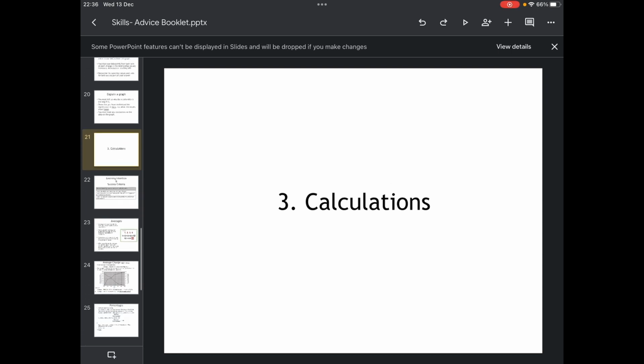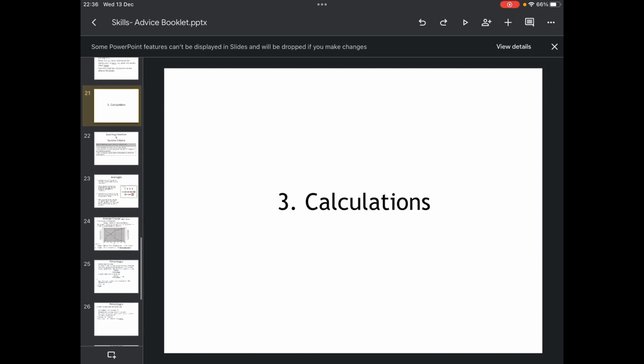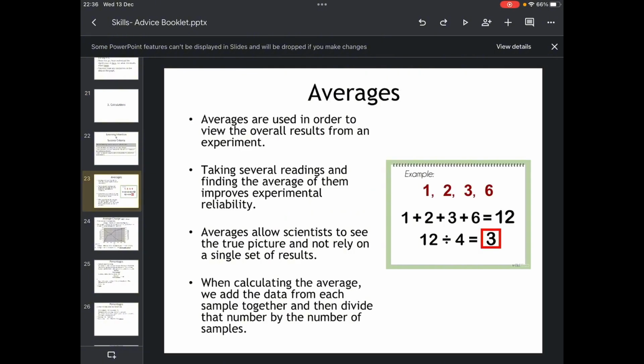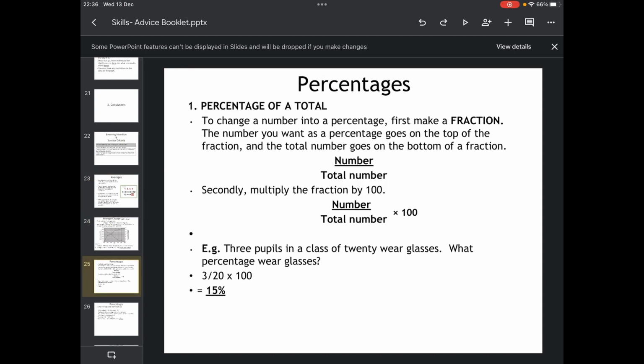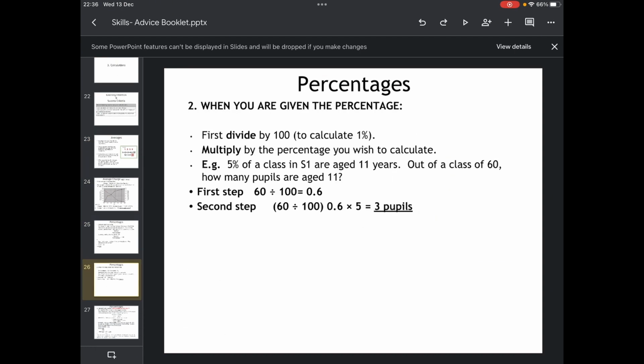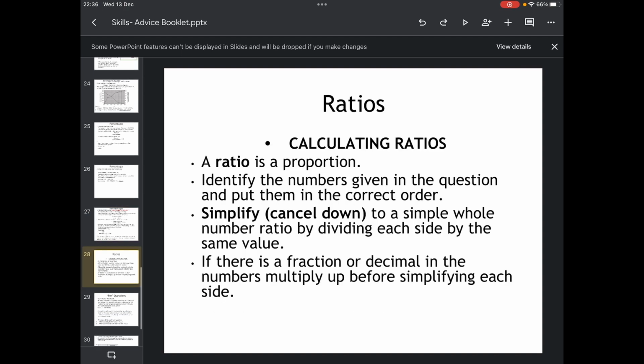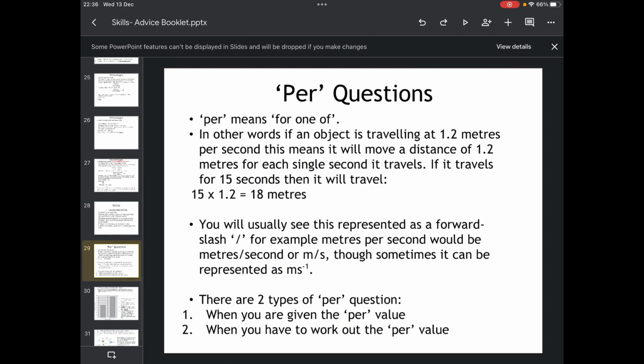For calculations, we've got a number of different ones that we cover here. Of course, we can't cover all the skills questions, and there'll be some calculations that just come up on the day of the exam, which you'll just need to have a go at. But we can help you with averages, average change, which is different to averages, 3 different types of percentages. We've got a section on ratios, and then finally what we call pair questions.